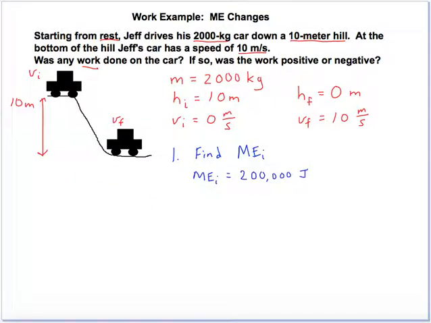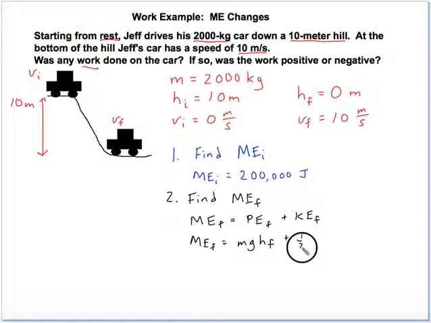Alright, so now we're going to do the same thing, but for the final mechanical energy. So we're going to find the mechanical energy at the end. Again, mechanical energy final is going to be the final potential energy plus the final kinetic energy, which means potential energy is mgh final, plus kinetic energy is 1/2 mv final squared.